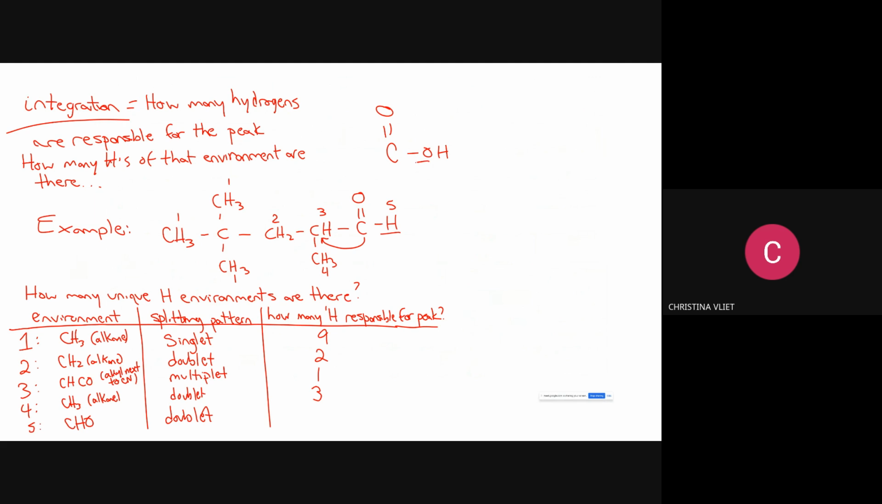Because this O is the one that's blocking, this would have been a singlet. But aldehyde, no, you have to look at what's next door. So it's a doublet, right? And then how many hydrogens are responsible for this peak 5? 1. Does that make a little bit more sense?